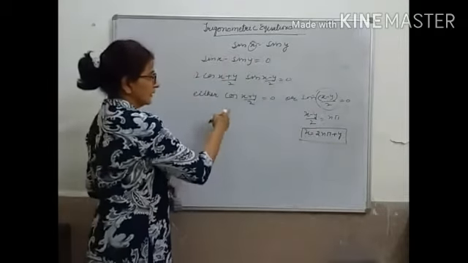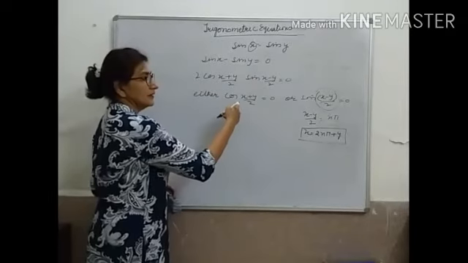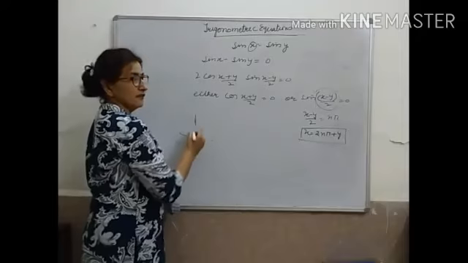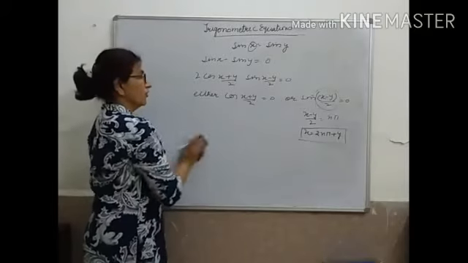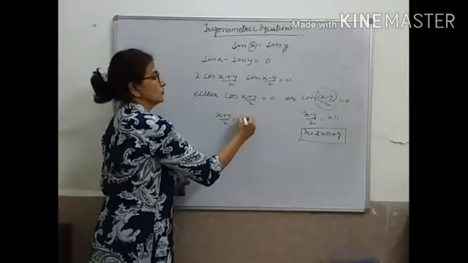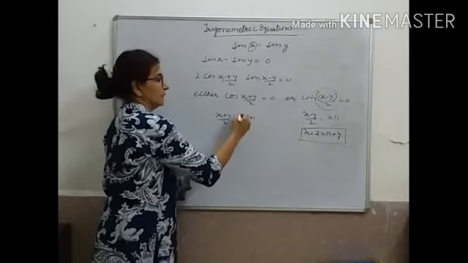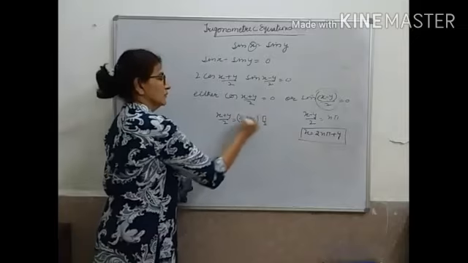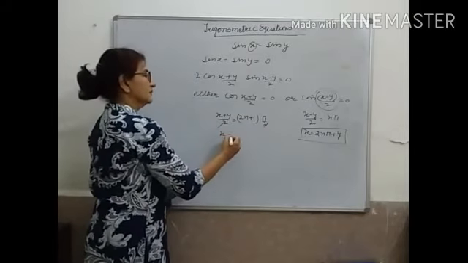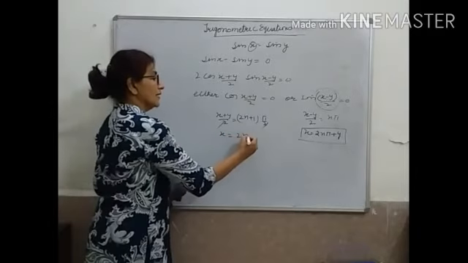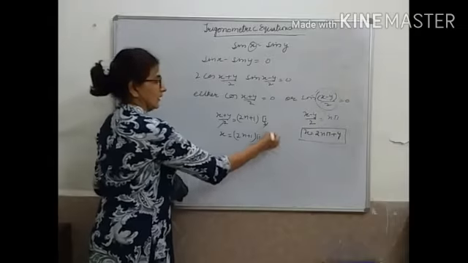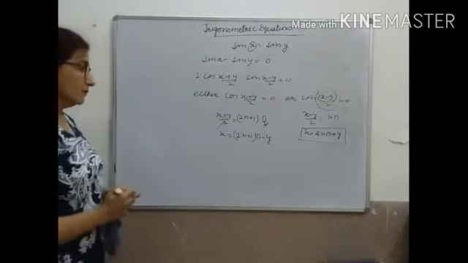Fine? When I come over here, we know that cos is 0 at odd multiples of 90. So for this I take (x plus y) by 2 equal to (2n plus 1) times pi by 2. So this 2 and 2 cancel this time. So x is equal to (2n plus 1) pi minus y. Now two answers have come.